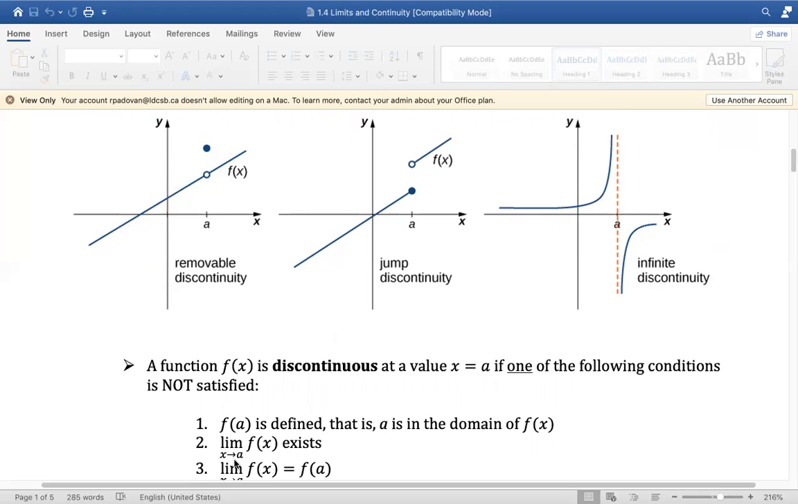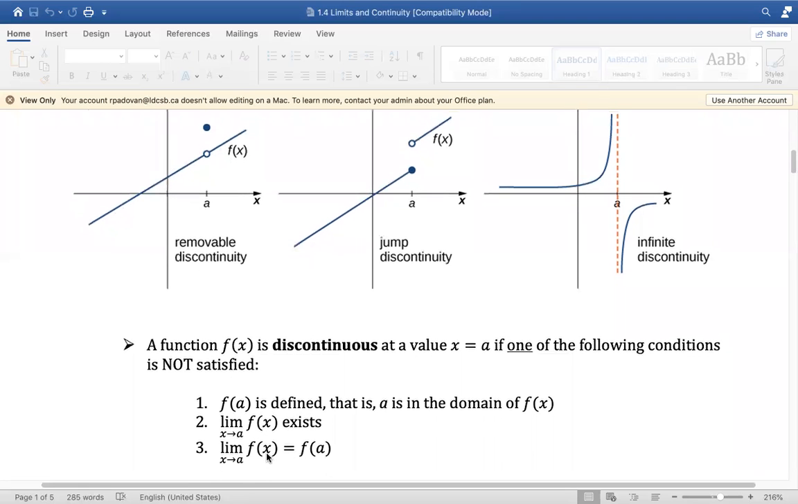But here for number 3, as I'm approaching, if I move this up a little bit here, the limit as I'm approaching a would be this y value here, but f at exactly a would be this y value above. So they have different y values. So in this case, it would be the third case, number 3 is not satisfied, which is what makes it discontinuous.